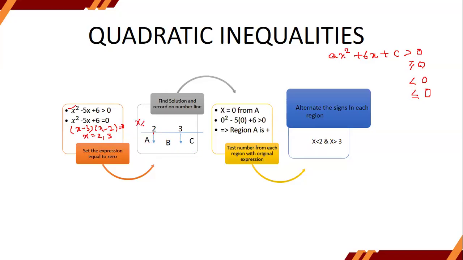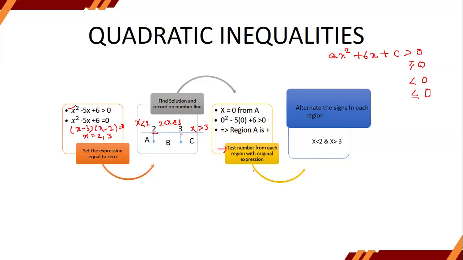Region A, we have x less than 2. Region B, x lies between 2 and 3. And region C is x greater than 3, right? Okay, now the next step after identifying the regions after putting the solution on the number line is that you have to test a number from each region with the original expression.